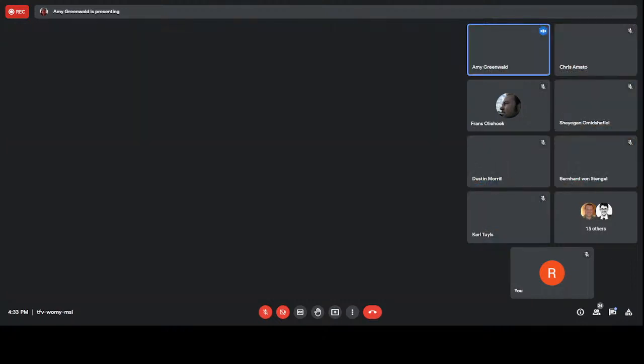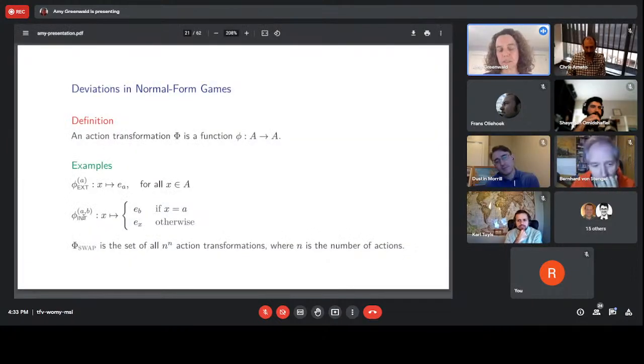So when I mentioned earlier that phi internal was the largest set that's of interest in normal form games, because it converges to correlated equilibrium and you can't do any better. You might have tried throwing in more deviations from the set phi swap, but it doesn't get you any additional power. All right, so I like to think about these deviations as stochastic matrices.